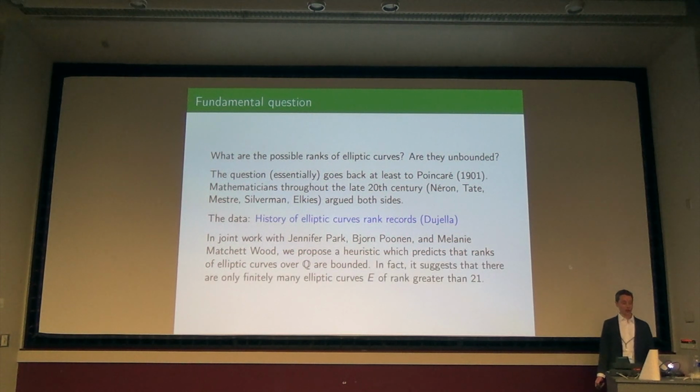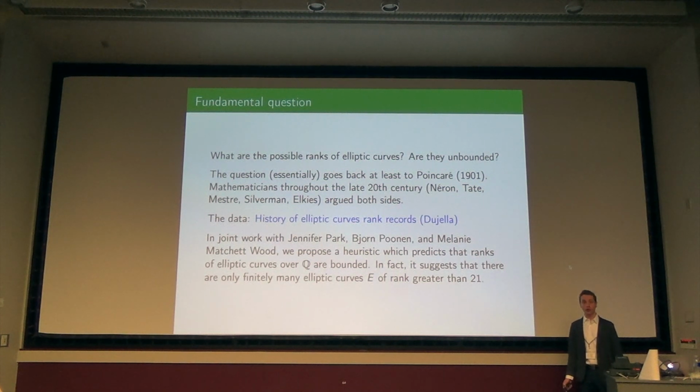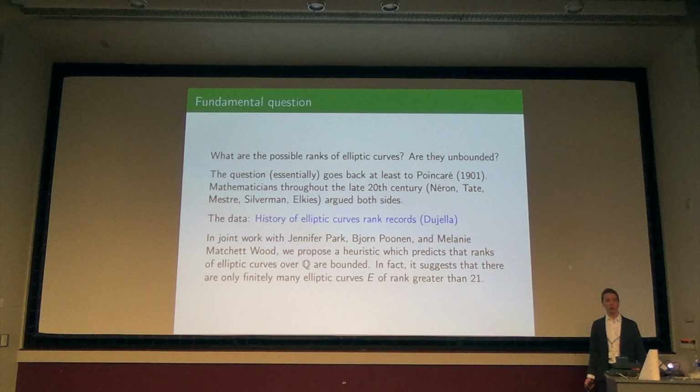So in fact, our heuristic says that there are only finitely many elliptic curves over Q with rank greater than 21. So there could be infinitely many of rank 21, but this guy, which is rank 28, should be a member of a class of only finitely many. Okay, so I have to spend the next 15 minutes or so describing what our heuristic explains, but at least I made it as far as here. We're on team bounded, I guess.